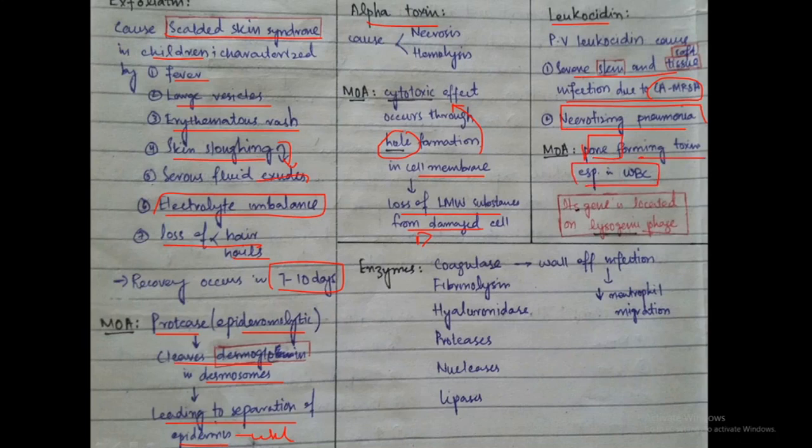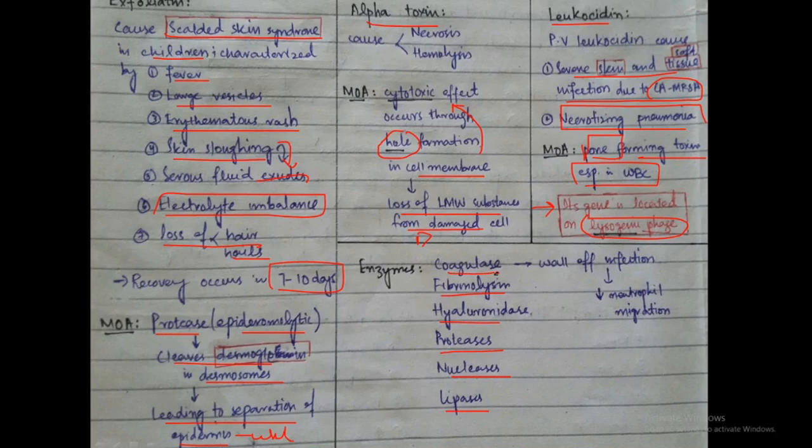The main point is that the leukocidin gene is located on a lysogenic phage, so it will transfer its gene through phage typing. The main enzymes are coagulase, fibronectin-binding protein, hyaluronidase, proteases, nucleases, and lipases.